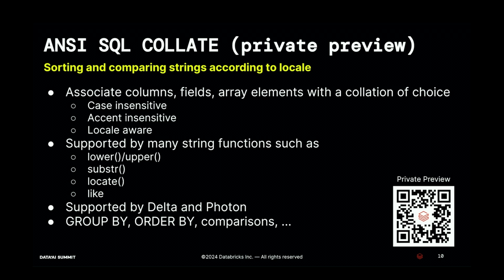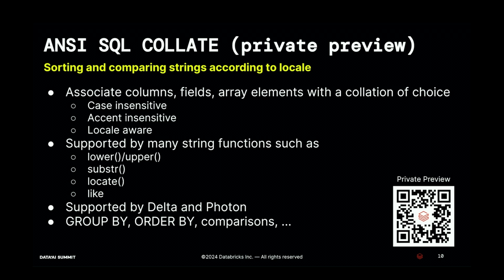The collation can be attached to a string type, either during a query, which we're going to hear about in the following slides, but also when you create a table. When you create a table and you create a name column, for example, you can say, I want this name column to be a string, collate something. And it's used in many string functions like lower, upper, substring, locate, like, and so on. So the vast majority of string functions support it. We are going to have support by Delta. We are going to have support by Photon. So it's going to be supported throughout the entire stack. And of course, things like GROUP BY, ORDER BY, you can group names by these collations.